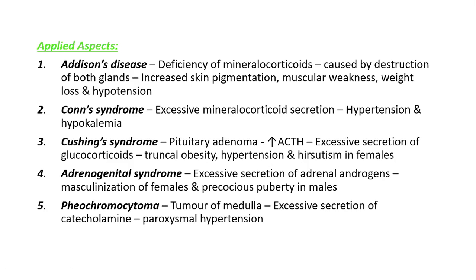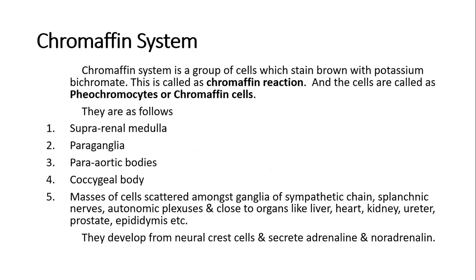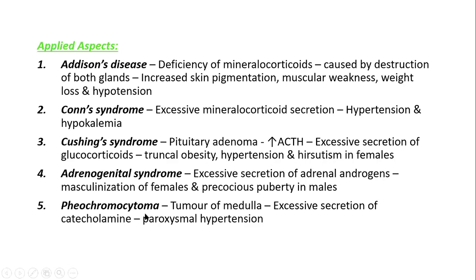Then the last important applied aspect is pheochromocytoma. The cells, as I said before, are called pheochromocytes or chromaffin cells. If there is any tumor developing from these, then it is called pheochromocytoma, a tumor of the medulla, because the pheochromocytes are the medullary cells. In this condition, there will be excessive secretion of the catecholamines, which leads to paroxysmal hypertension.